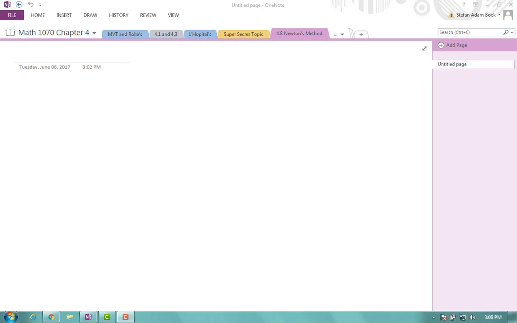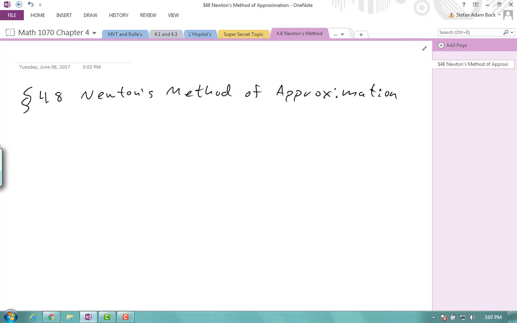We have another special topic today, and that is Newton's method of approximation. This is section 4.8. Now this section lets us take a look into the mind of a calculator and how we program computers and calculators to find roots or evaluate roots, or simply even to just evaluate functions whenever we ask them to. And the way this works is it's basically an application of linear approximation.